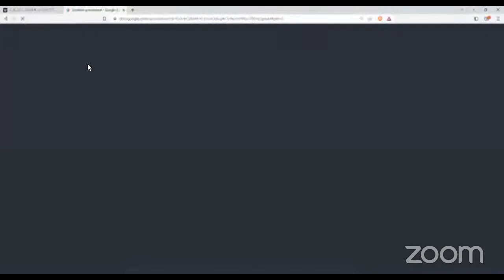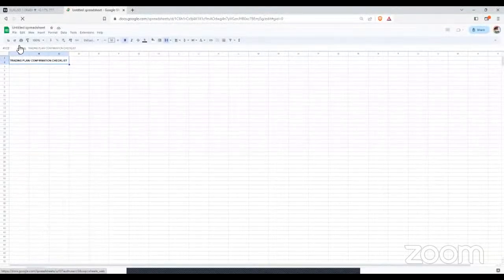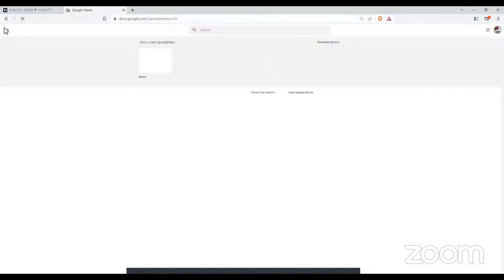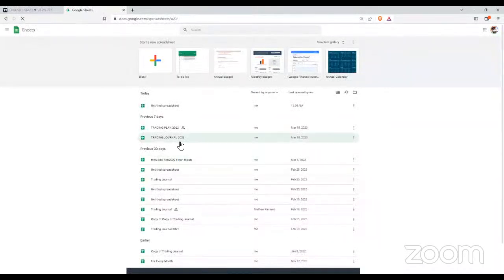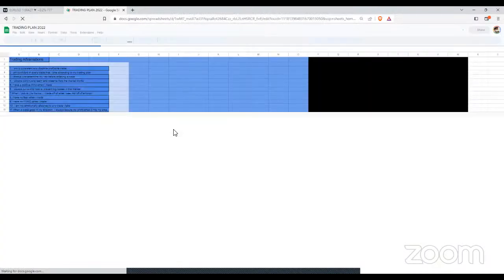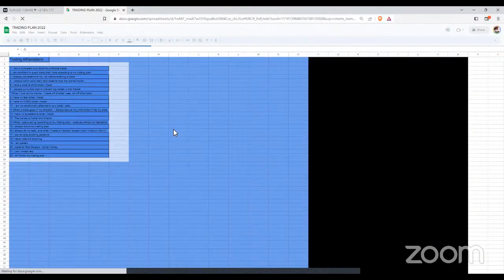Now, I was trying to create a new sheet, like a trading plan confirmation checklist, and print it out so I can see it. But I already have one. It was just that I was trying to make a new one, make it look nice, if you will. But right, we're going to go to our old trading journal, which I have shared before.